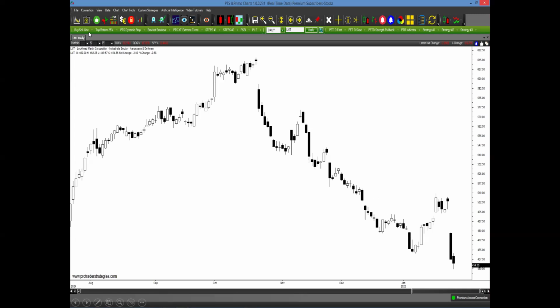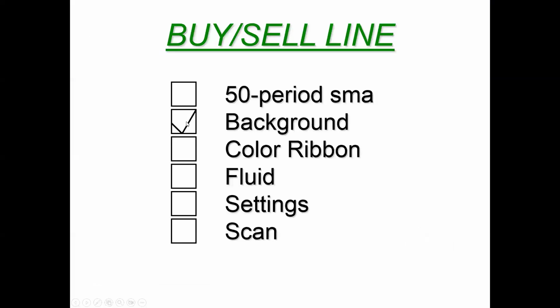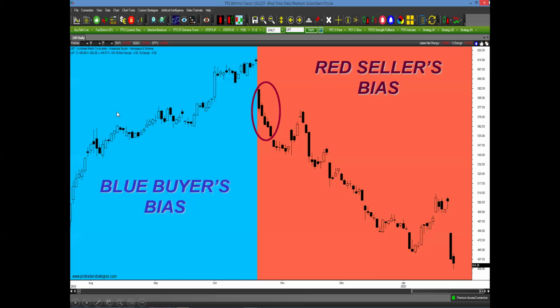How could this help us? Once again, go to the buy sell line. This time, let's look at another format. Let's click on the background feature. Now, what this does is it doesn't display the buy sell line. It just paints the back of the screen. So we know when the back of the screen is blue, you should have a buyer's bias. That means that you should only be buying if the back of the screen is blue. And once the back of the screen turns red, you should only have a seller's bias.